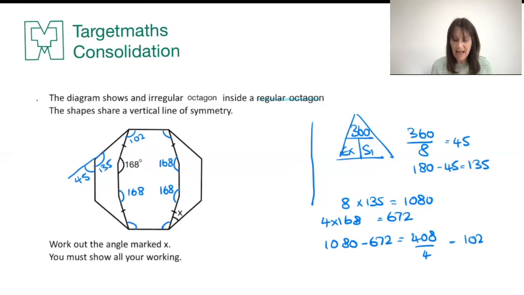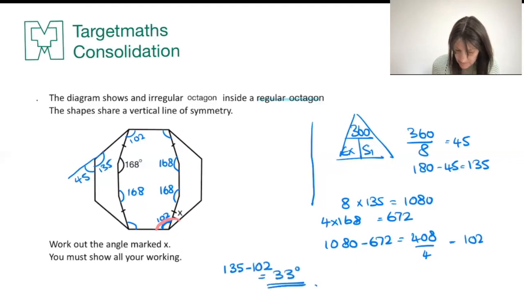I've got to work out the angle marked X, which is down here in the corner, okay? So I know that this blue angle here is 102. I know that the red angle is 135 because that's my regular octagon. So my regular octagon with 135, take away my 102, will leave me 33, and that's what X equals.